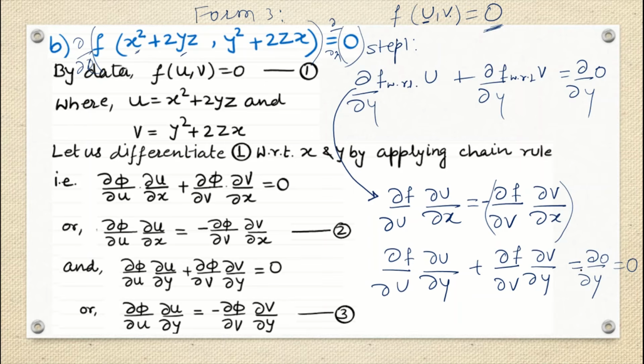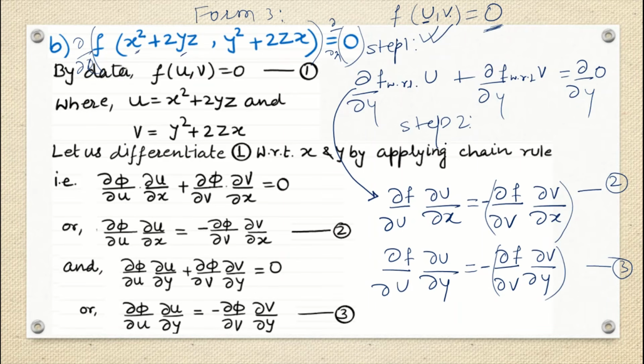So if I rearrange the equation, this is 0 on the right hand side, so I will take it to the right hand side and it will become minus. So this is my new equation, equation number 2. This is my new equation, equation number 3. So my step number 1 is done. Now what is my step number 2?